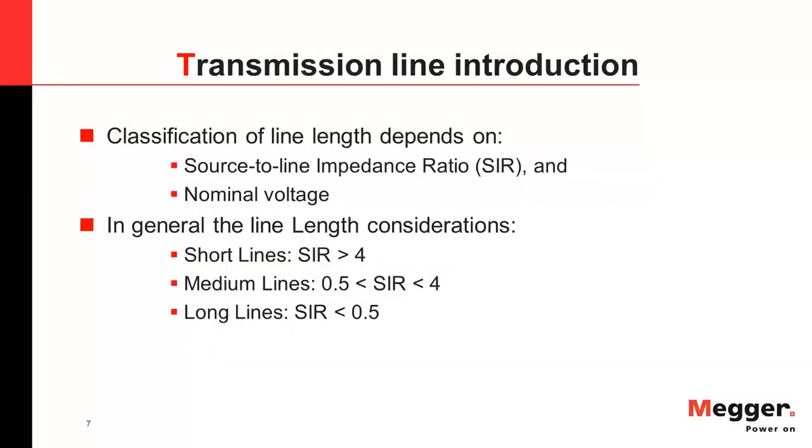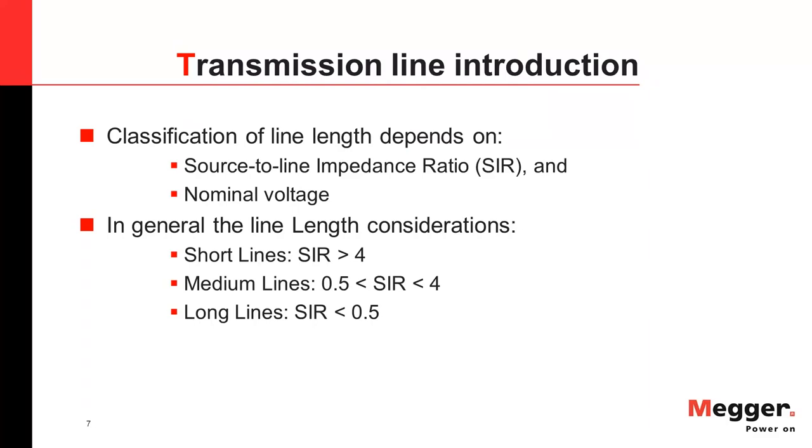And that is the source of line impedance and nominal voltage. So sometimes you will see a 60 kV, and sometimes it's 400 kV. But the source of line impedance ratio is very important to consider also, to classify the line as short, medium, or long. And there is a calculation only for that. And it is really different. It's very interesting to know it, but we have no time now to explain it.